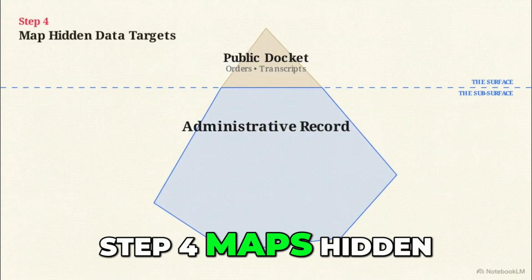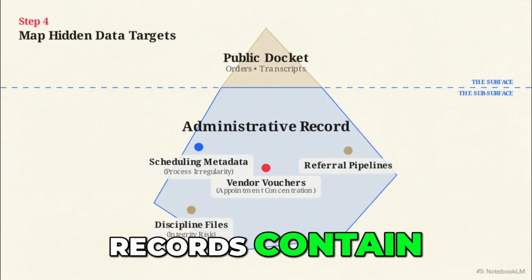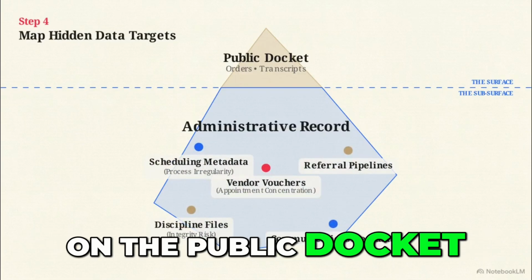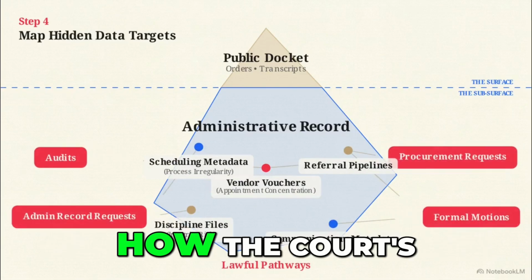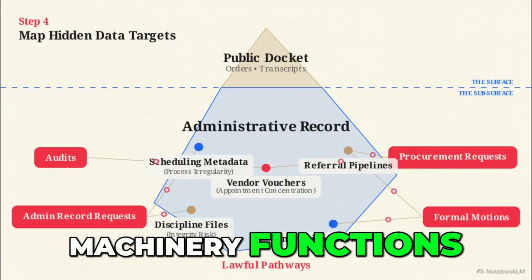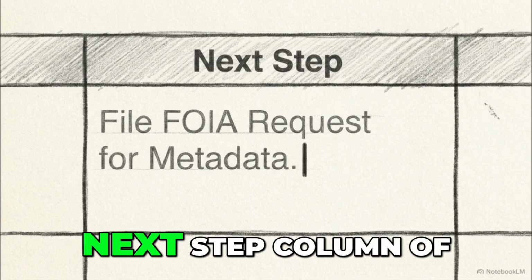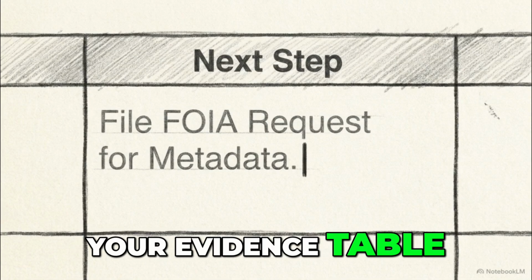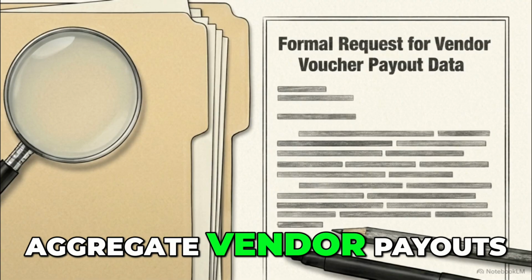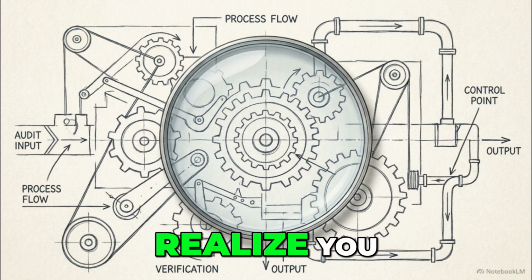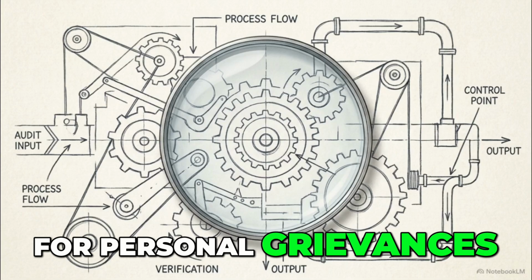This iceberg diagram illustrates how court data is distributed. Step 4 maps hidden administrative data targets. Internal administrative records contain data that never appears on the public docket, like vendor payment totals or scheduling metadata revealing how the court's machinery functions. You trap these lawful pathways by logging specific data requests in the next step column of your evidence table. When you start formally requesting scheduling metadata or aggregate vendor payouts, oversight committees realize you are investigating systemic mechanics rather than just fishing for personal grievances.